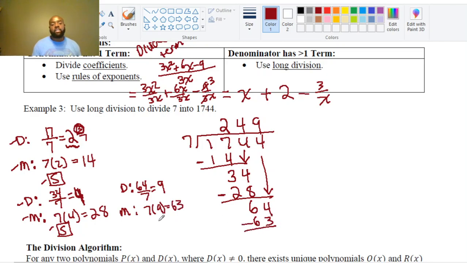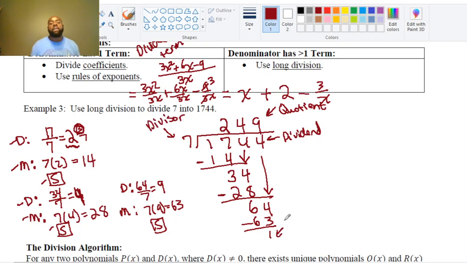Then we subtract. We get a remainder of 1, right? This number is called your quotient. It's kind of your result when you do your long division. This is called your dividend. This is called your divisor, what you're dividing by. And this is called your remainder.